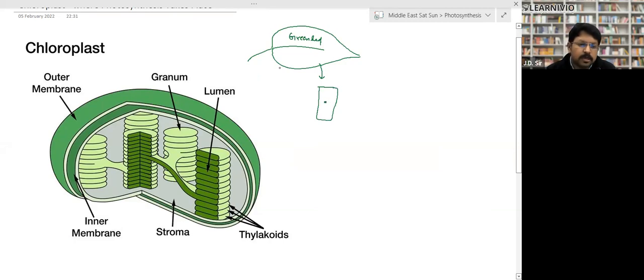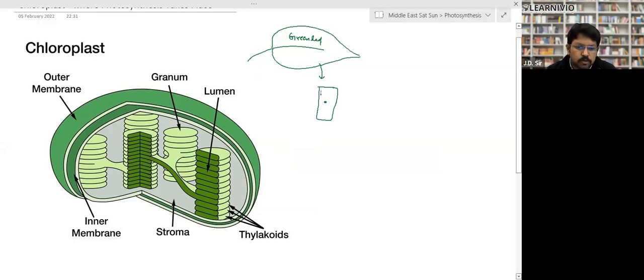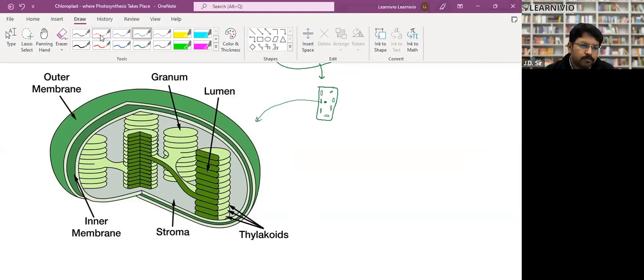This type of the cells, at the peripheral part of the cells, they have chlorophyll, right? Chloroplast. So at the peripheral part, they have these cell organelles, and these cell organelles are called chloroplast, right? So this is the structure of chloroplast. Chloroplasts are the only site of photosynthesis.